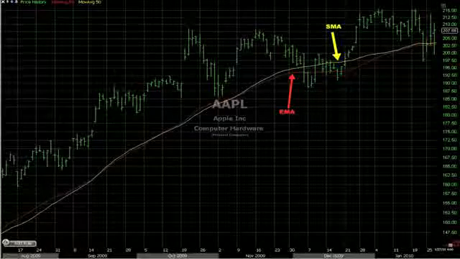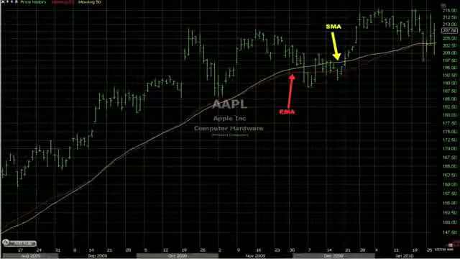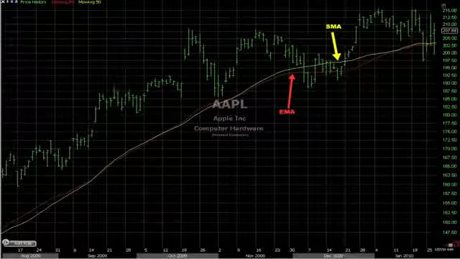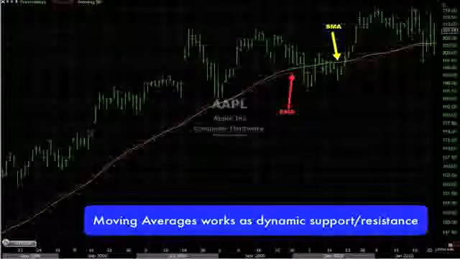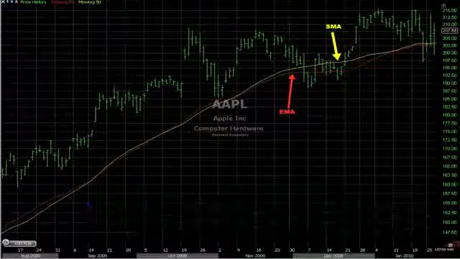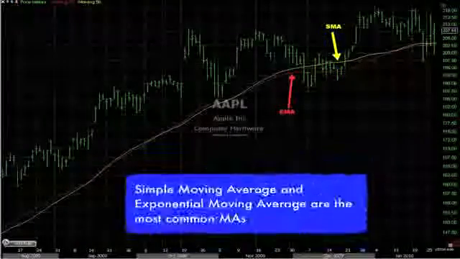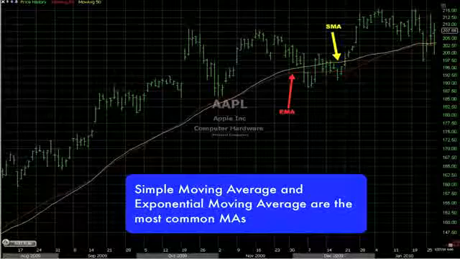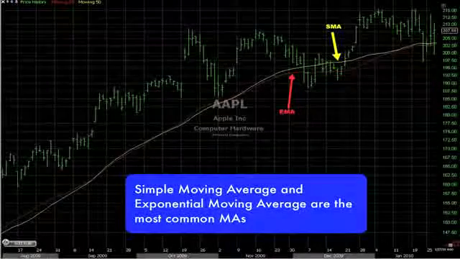But since the introduction of intraday trading, people are now referring to MAs as a period value MA, like 20 period MA. MA works as dynamic support resistance. Traders often keep an eye on these MAs, which partly results in self-prophecy. The simple moving average, the SMA, or the exponential moving average, the EMA, is the most common MA.